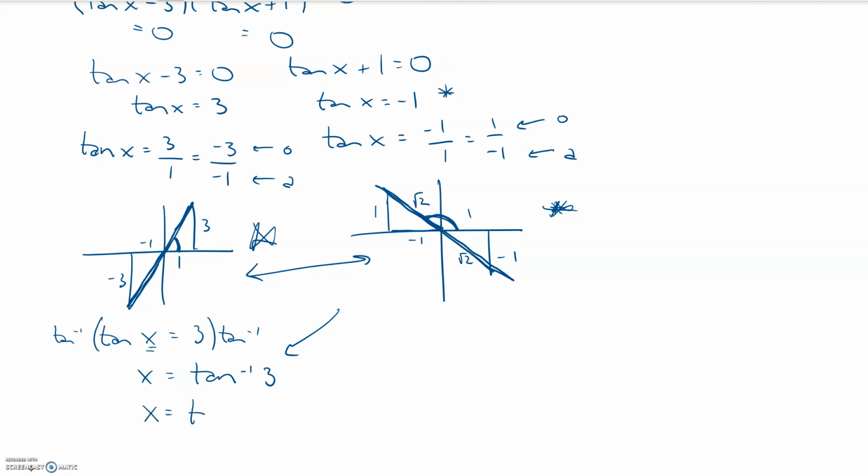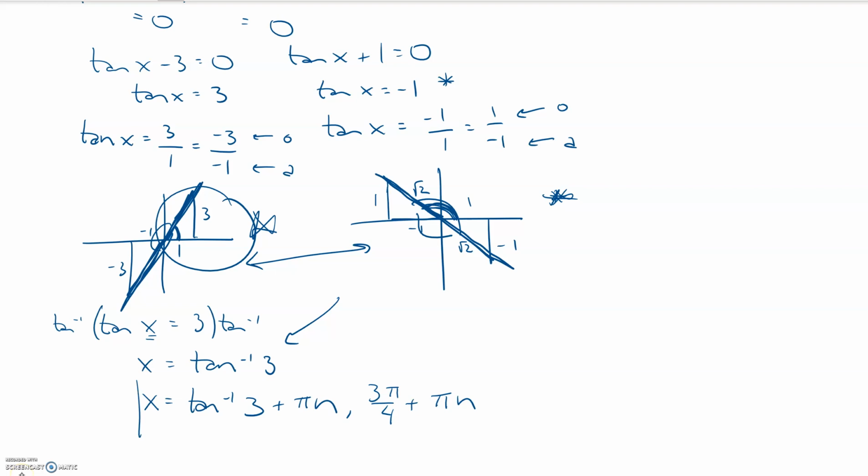So I have x equals tangent inverse of 3. That's technically this angle here. And then it spins in little half circles. So we have tangent inverse of 3 plus pi n. And then as we talked about before, this is 3 pi over 4 plus, again, little half circles, so it's going to be plus pi n. And that's it. That's the answer that we're looking for.